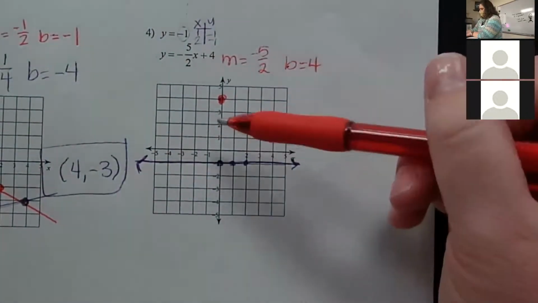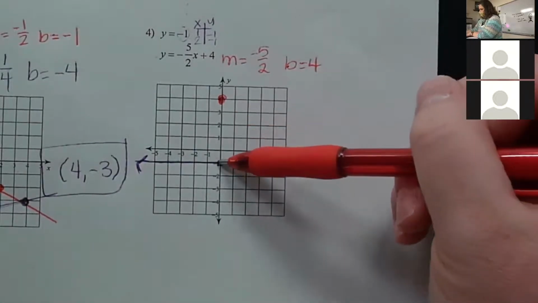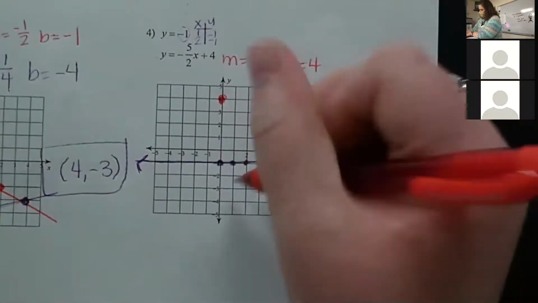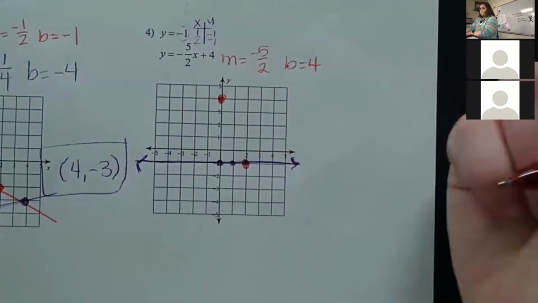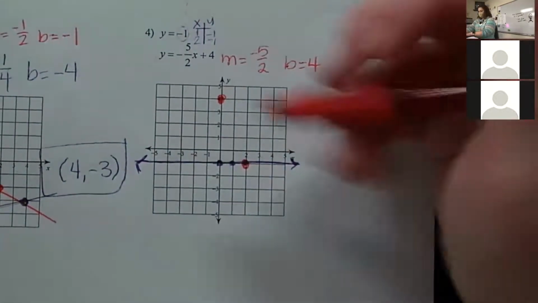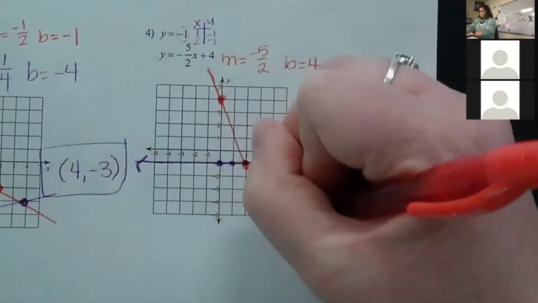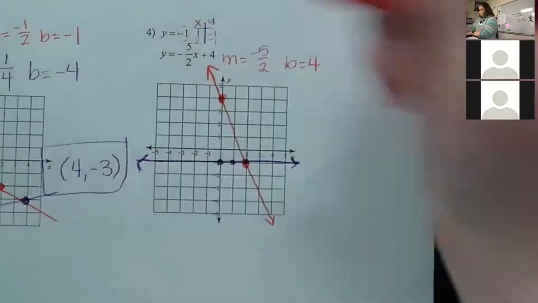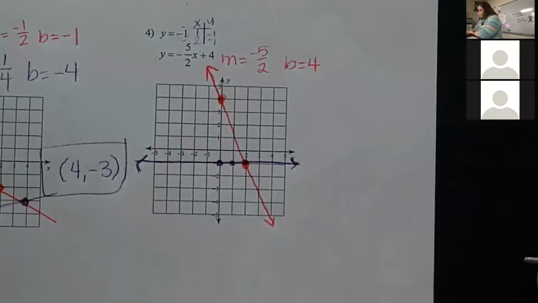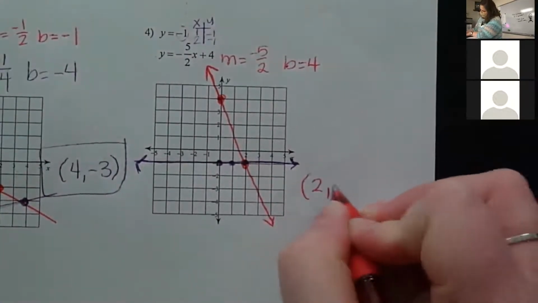Up or down? Down. Down 5. 1, 2, 3, 4, 5/2. 1, 2. Right, so up. So instead of 5, start at 4, because b is 4, and then go down 5/2. Where did they cross? At -1.